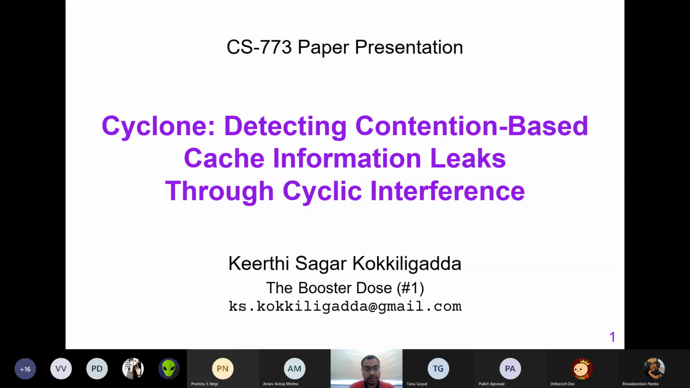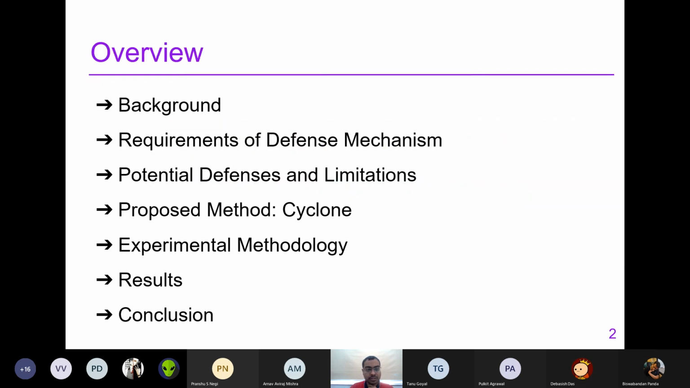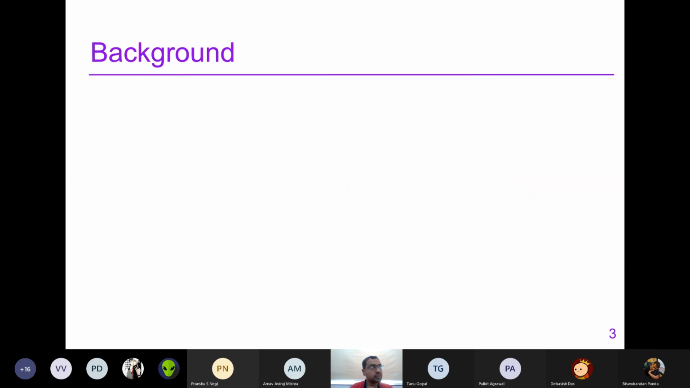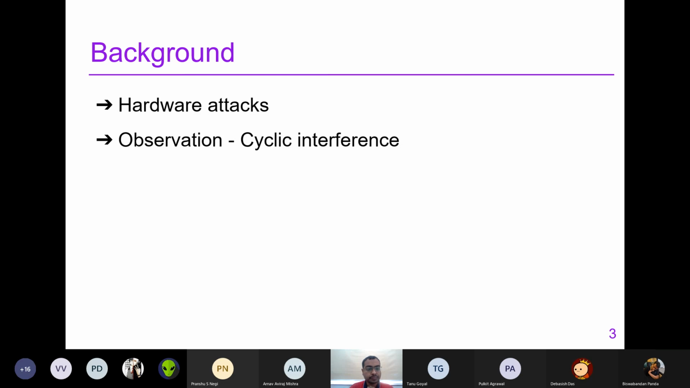Okay, so we are presenting the paper Cyclone: detecting contention-based cache information leak through cyclic interference. So this is the overview. First, just some background. In the class, we already learned some of these hardware attacks, and along with that, we will look at a property called cyclic interference, which is the key principle used in this paper. Then we will look at some isolation methods, like how different applications running on the same hardware are isolated.